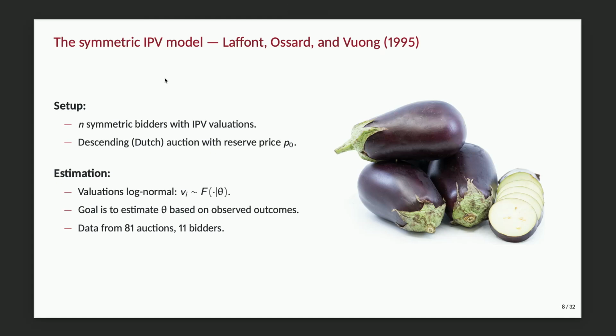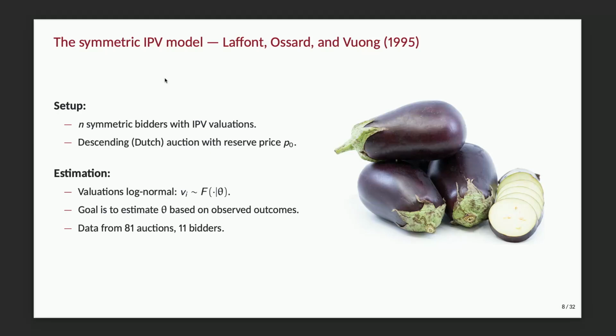Again, we are in the symmetric IPV setting. These are descending auctions with a reserve price. These kinds of auctions are oftentimes used for perishables, things that have to be sold quickly, because as soon as somebody stops, you only need one bid to stop the auction. The setting here is a little town in the south of France where they're selling baskets of eggplants in a wholesale market. So there are sellers that buy these baskets and then go to the retail market and sell those.